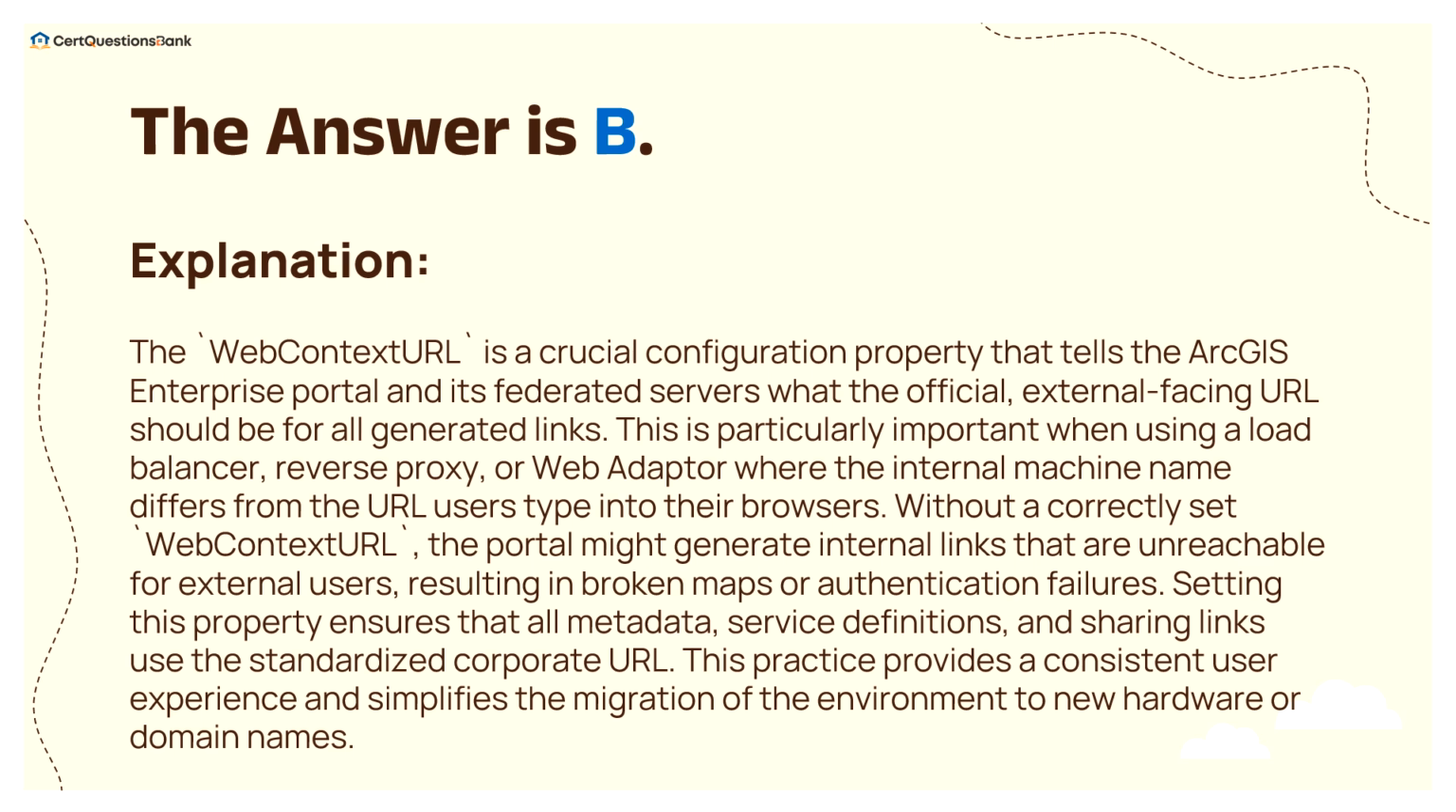Without a correctly set web context URL, the portal might generate internal links that are unreachable for external users, resulting in broken maps or authentication failures. Setting this property ensures that all metadata, service definitions, and sharing links use the standardized corporate URL. This practice provides a consistent user experience and simplifies the migration of the environment to new hardware or domain names.